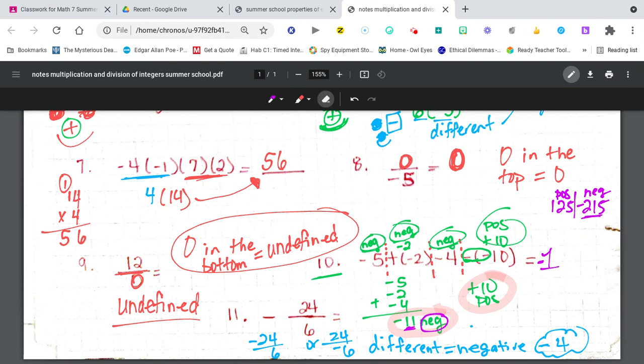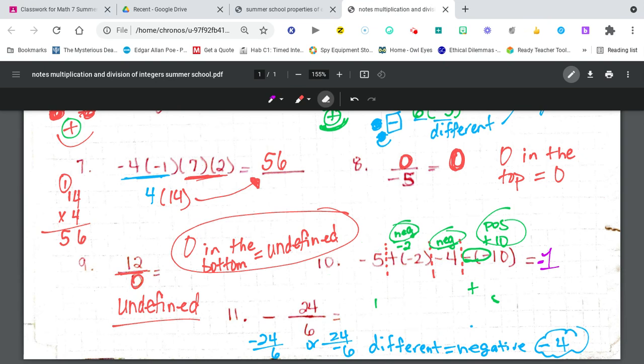Just remember, with addition or subtraction, you got to use same, add and keep, or different, subtract and take the sign of the larger number. But if it's multiplication or division, and also if it's subtraction, put the bigger number on top. But if it's multiplication and or division, use same, positive, different, negative, or the smiley face. All right? That's it. You're going to work on the practice now.